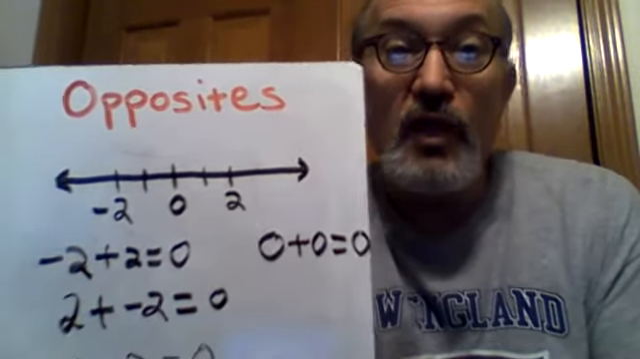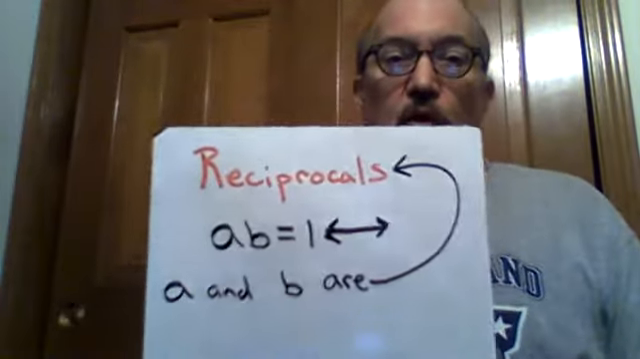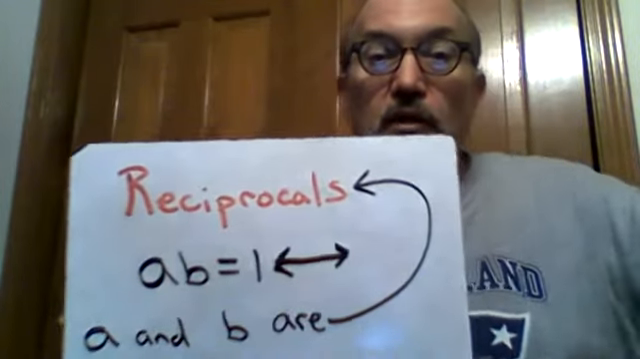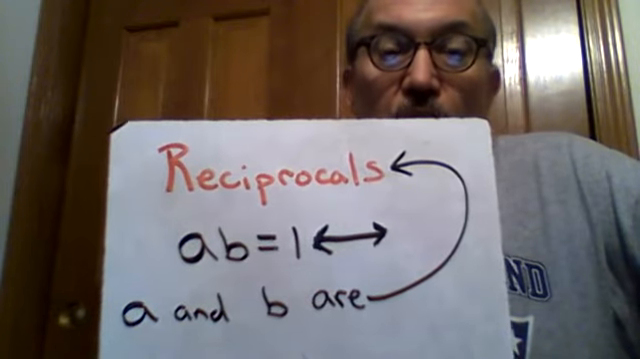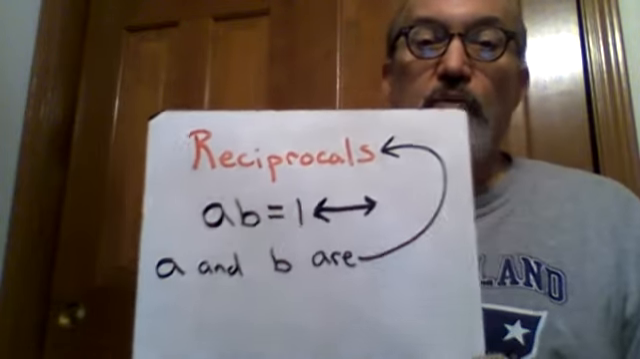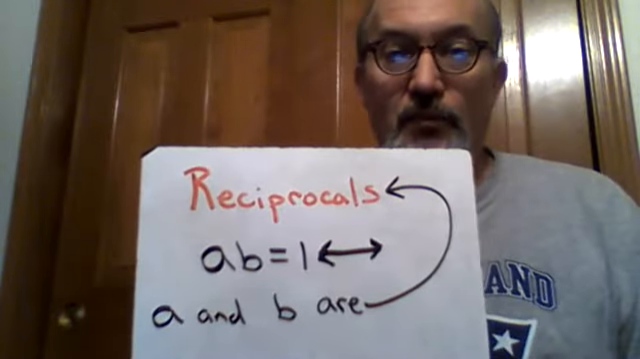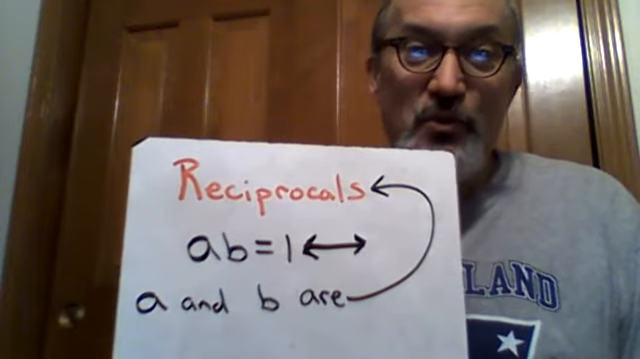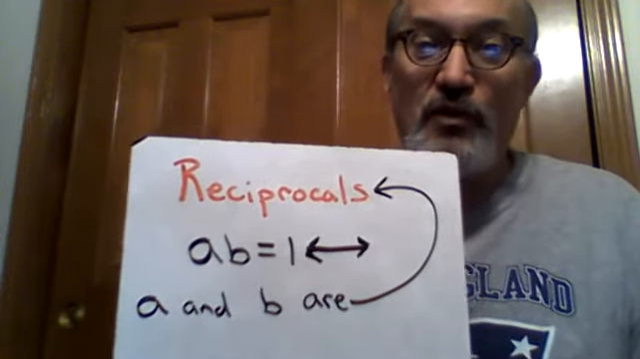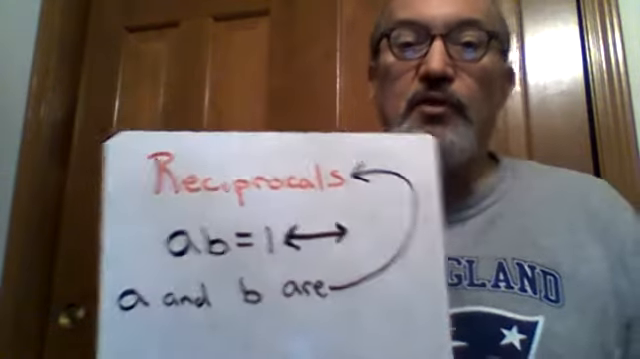Now we'll move on to the second vocabulary word or concept. And this second concept or vocabulary word is really the one that's relevant to this week's work. And that is the concept of a reciprocal. And the way that we'll define reciprocal is this. If two numbers A and B multiply to 1, we call them reciprocals of each other. And if two numbers are reciprocals, they will multiply to 1. It's as simple as that.